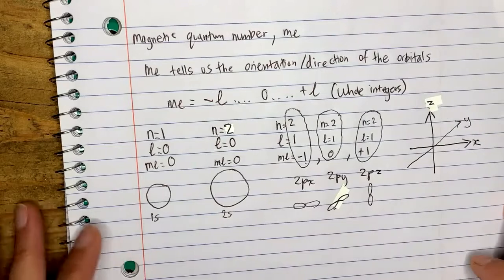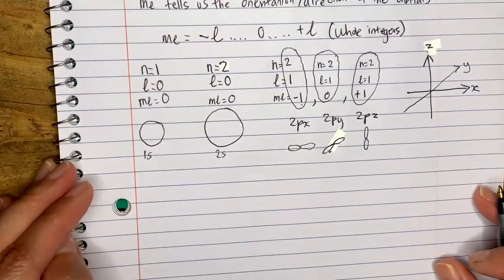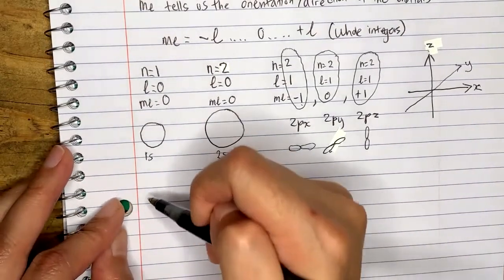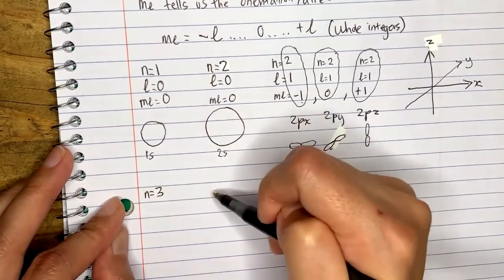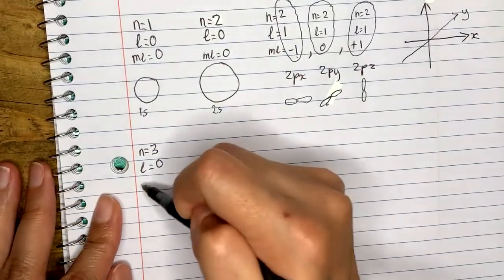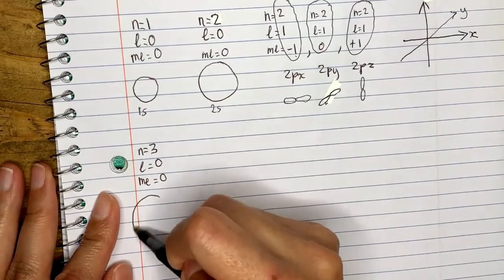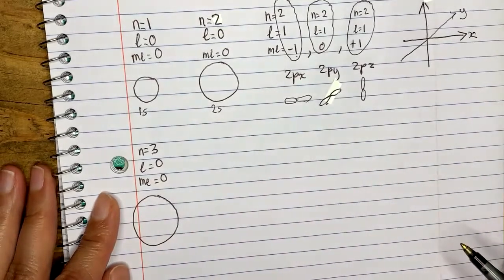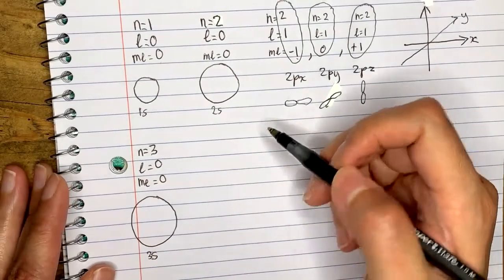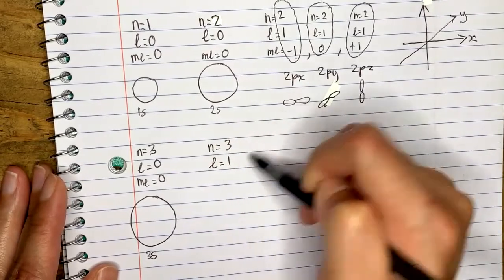Let's go to level 3 just for fun. You can keep going, but I'm not going to draw f because it gets too complicated for me to draw. My art skills don't go up that high. So N is 3, L is 0, and then ML will be 0. So there's only one orientation of 3s. 3s is going to be bigger than 2s. Did I draw it bigger? Yeah, I did. Good. Woohoo! And then we've got N is 3 and L is 1, right?